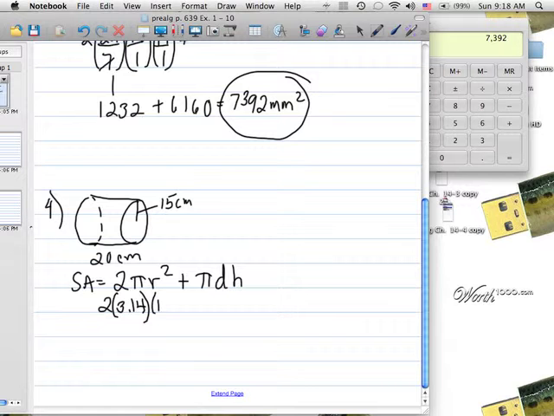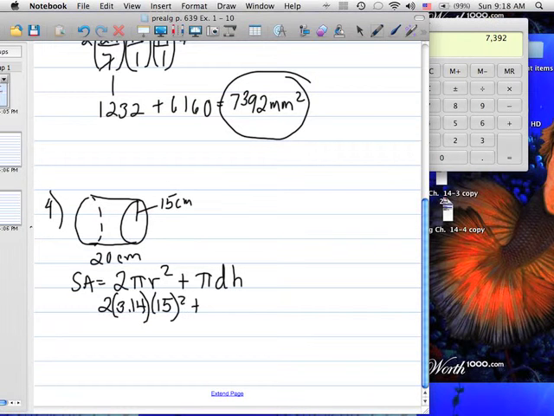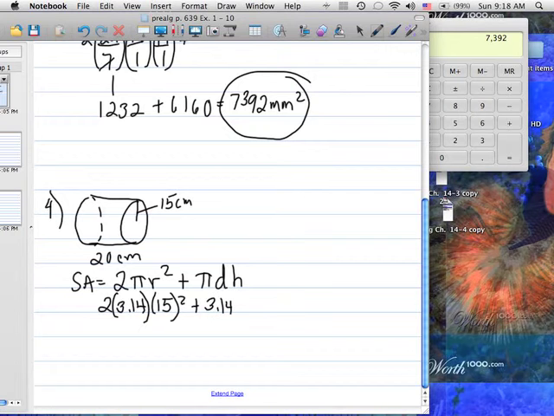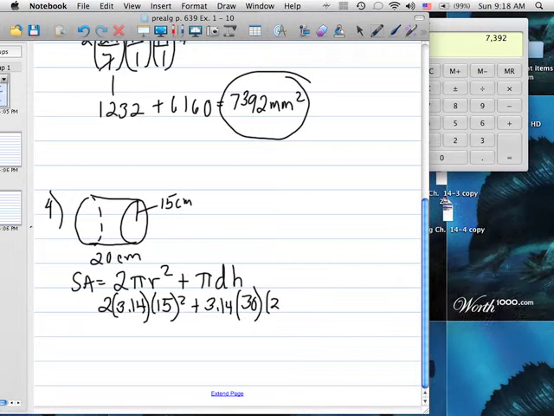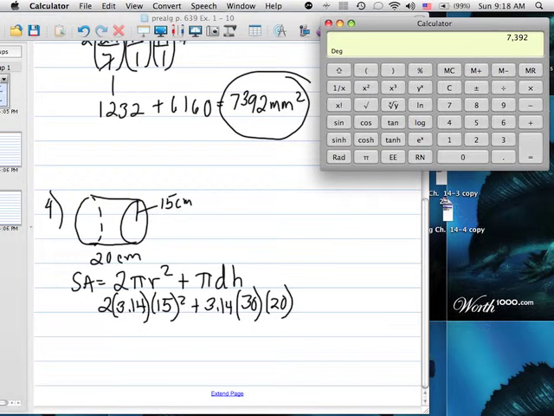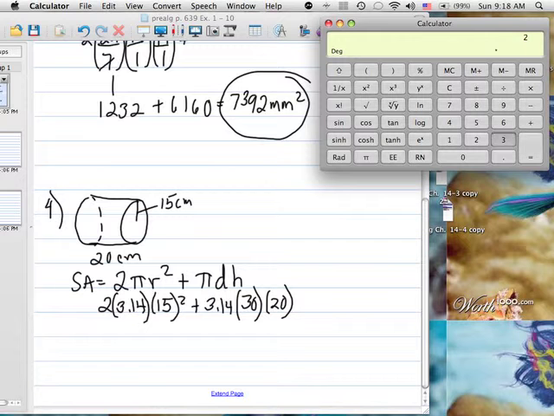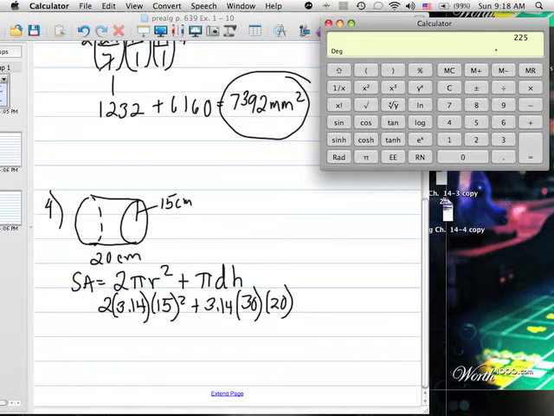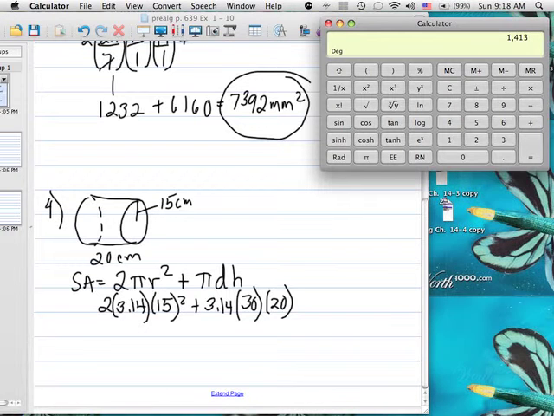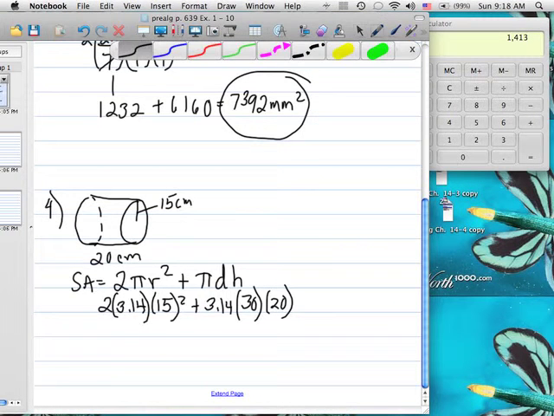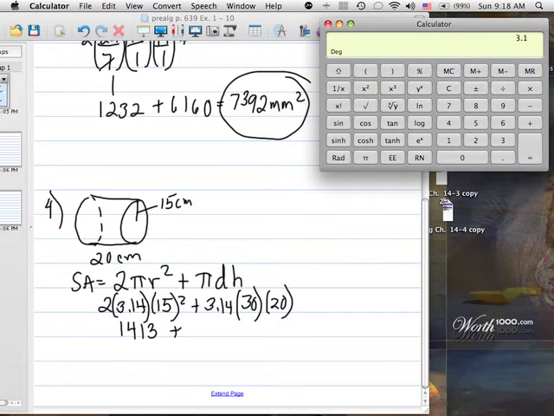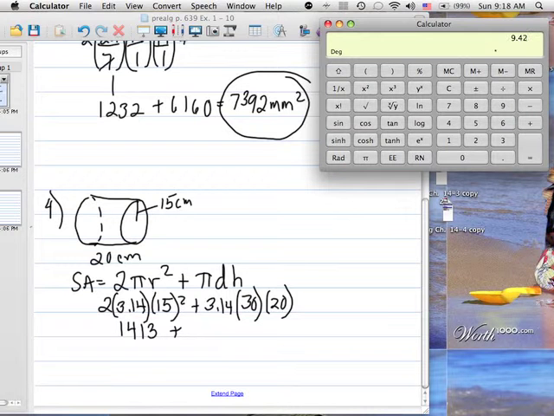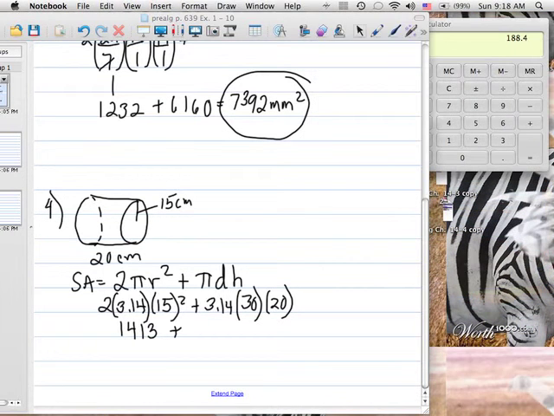The radius is 15, we have to square that. And then pi 3.14, the diameter is twice the radius, so 15 times 2 would be 30, and the height is 20. Now find the individual parts. So we take 2 times 3.14 times the radius 15 squared, and hit equal. So we get 1,413 for the first part. Second part, take 3.14 times 30 times 20, and we get 188.4.